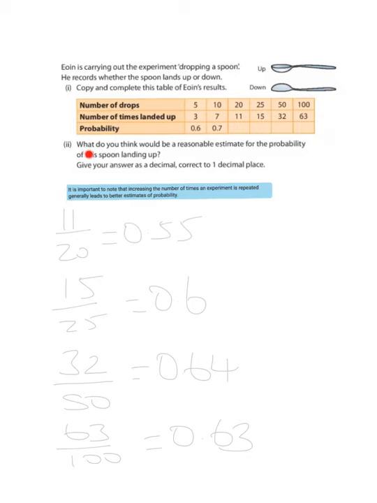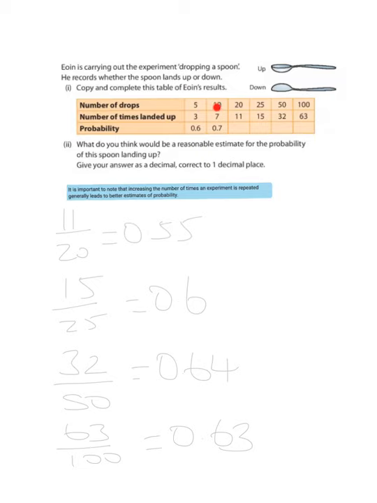So the second part of this question says, what do you think would be a reasonable estimate for the probability of this spoon landing up? And give your answer as a decimal correct to 1 decimal place. So remember earlier on in the clip, I was saying that you need to know this, which states that increasing the number of times an experiment is repeated generally leads to a better estimate of the probability. So the more trials that you do, the closer you get to the actual value of probability. Okay, so the number of drops here relates to the number of trials.